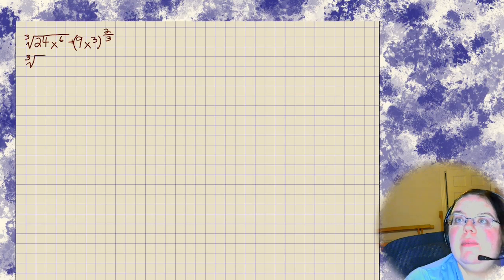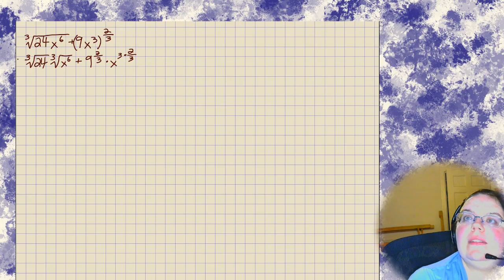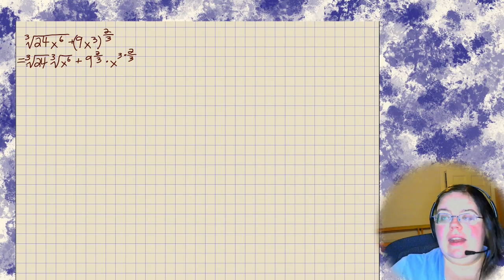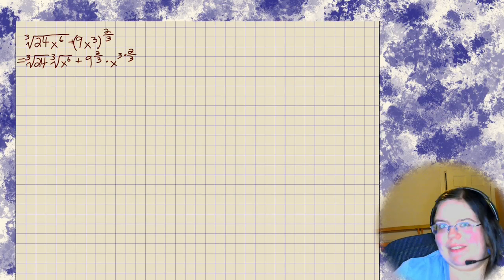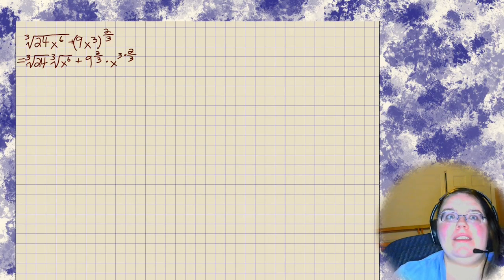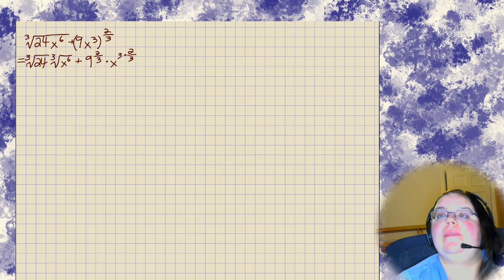So I'll have the cube root of 24 times the cube root of x to the 6th, and to that I'll be adding 9 to the 2/3 power times x cubed to the 2/3 power, which I know how that property is going to go, so that'll just be 2/3. And it doesn't really look any simpler than what we started with. I'll admit that. This is one of those things where sometimes it gets worse before it gets better.